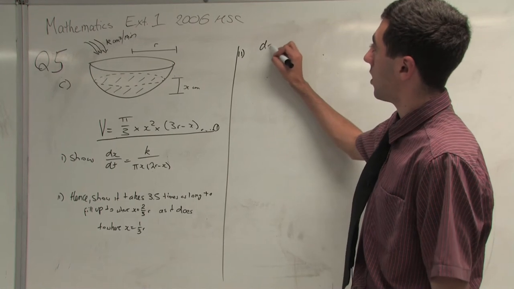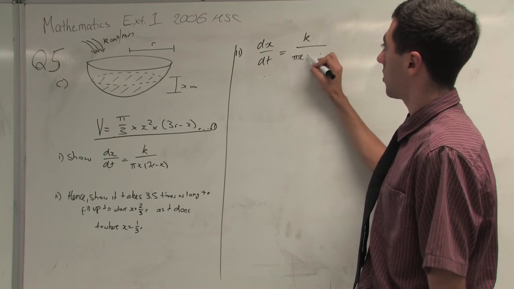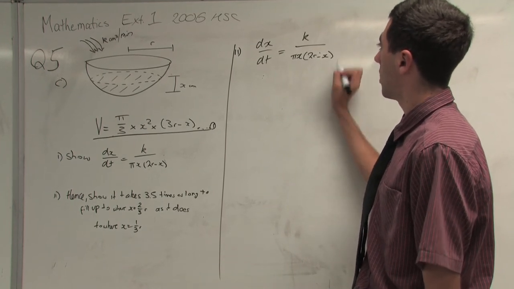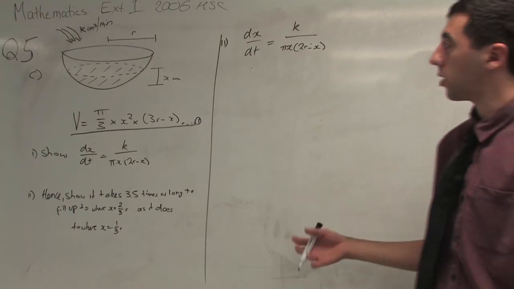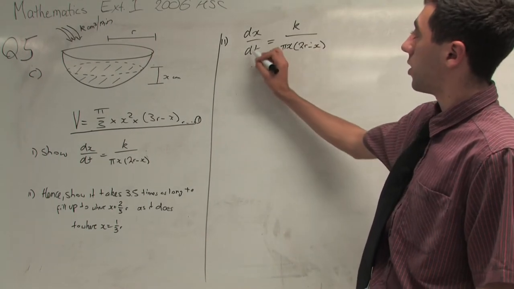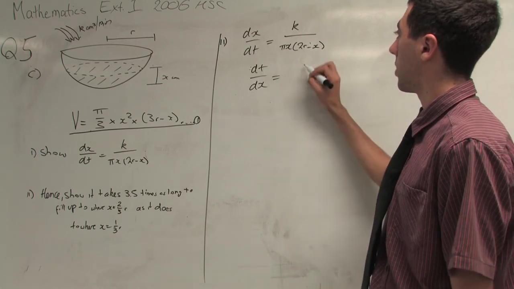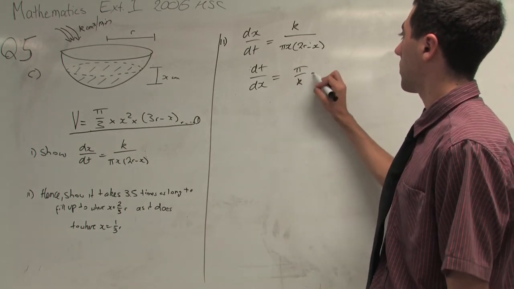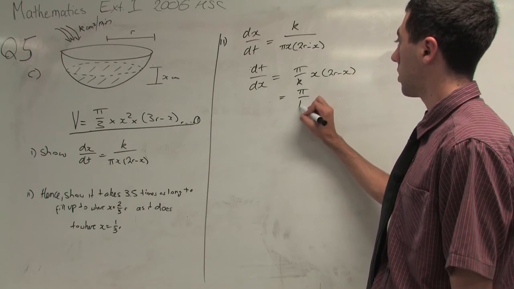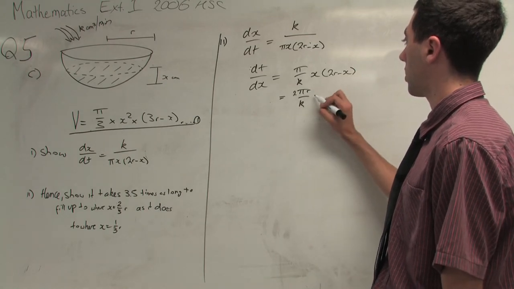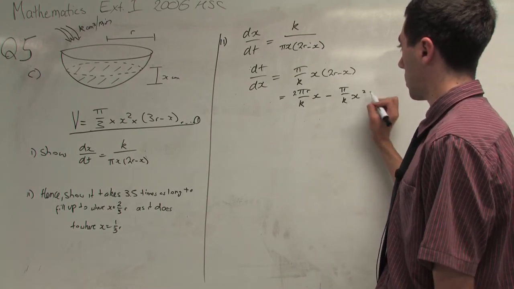Okay, so we've been told that dx over dt equals k over pi x times 2r minus x. So since we want to know how long it takes, we want to find the function of t, because that's what we need to do. So because we can't integrate with respect to t, we're going to flip it one more time and say dt over dx, and make that equal to pi over k x times 2r minus x, which I'll expand out for convenience. So that's 2 pi r x over k, and then that's minus pi over k x squared.